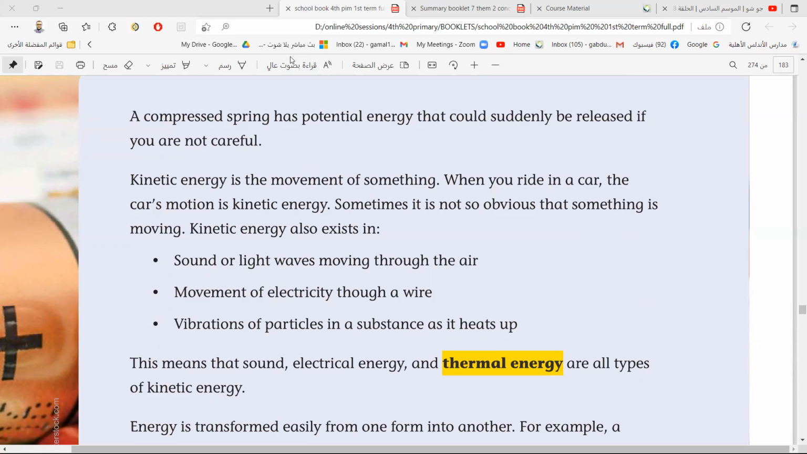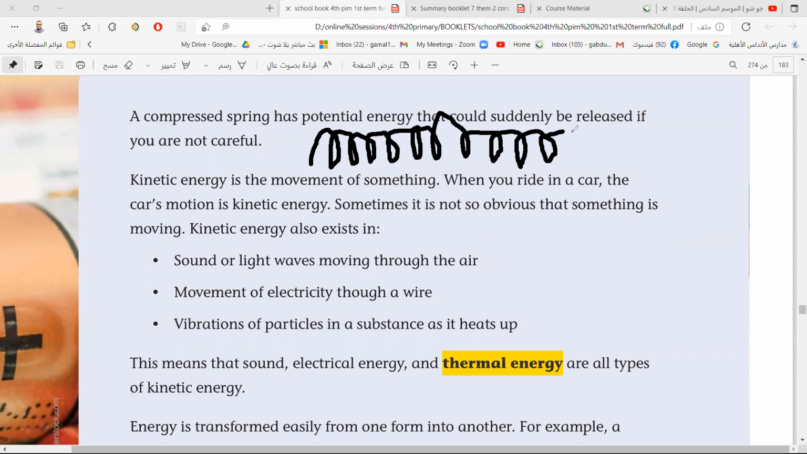Another potential energy. Do you know the spring? You know the spring like this? The spring, you know? Susta. The spring. Do you know this? You can press on it and you can leave it.